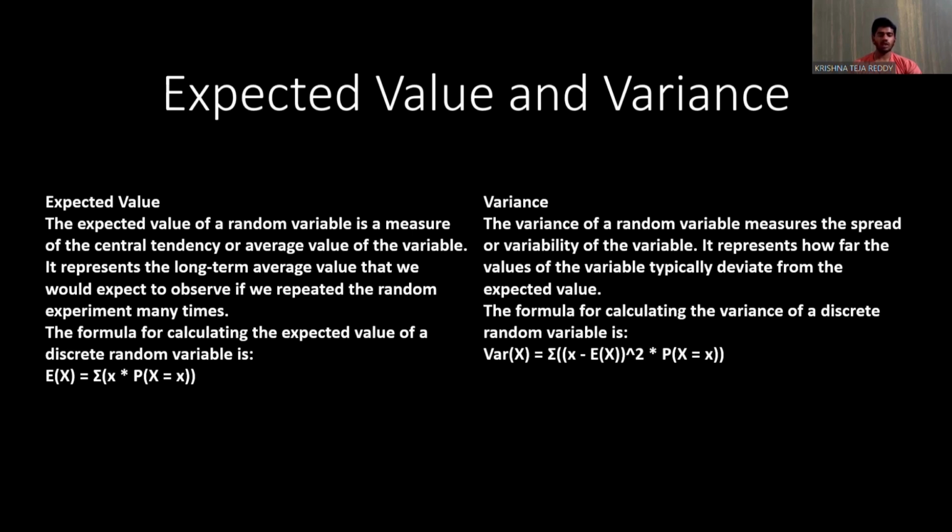Variance. The variance of a random variable measures the spread or variability of the variable. It represents how far the values of the variable typically deviate from the expected value. The formula for calculating the variance of a discrete random variable is Var(X) = summation of (x minus E(X)) squared times P(X = x).